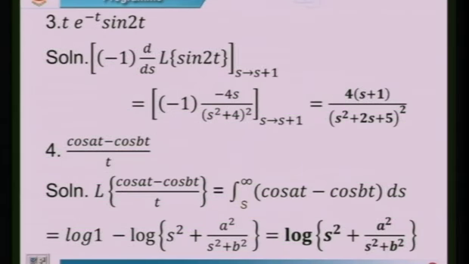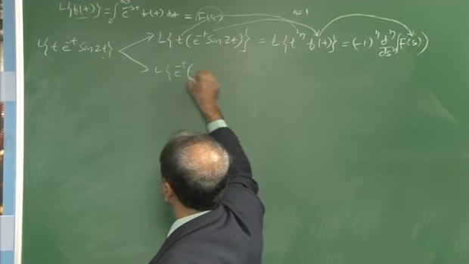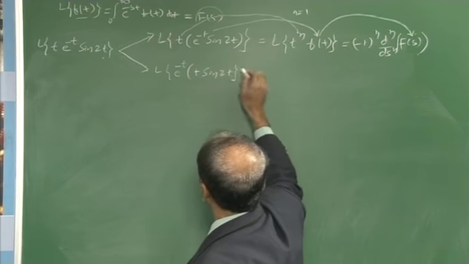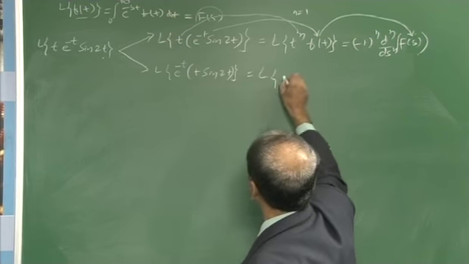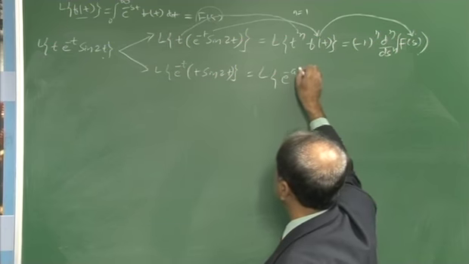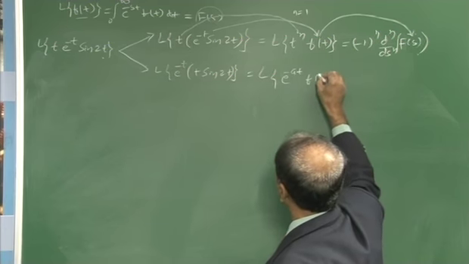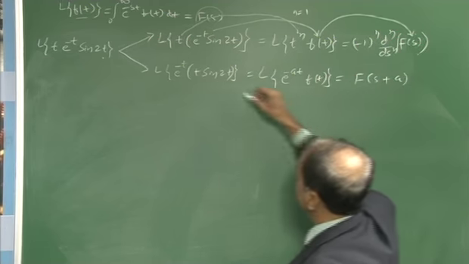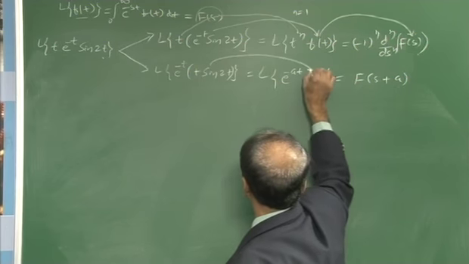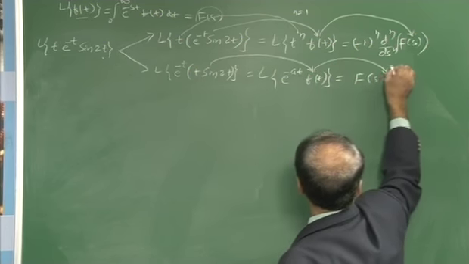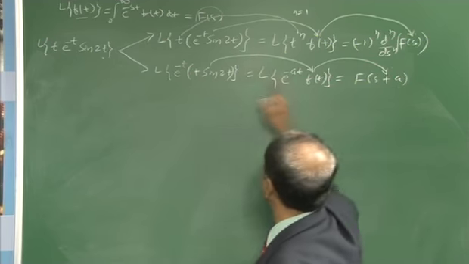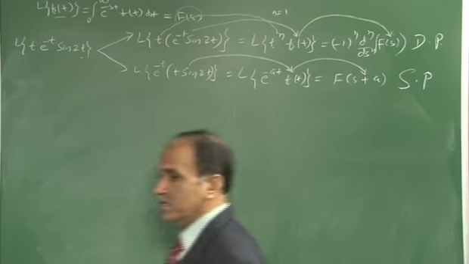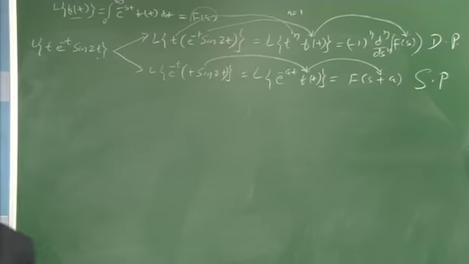Another option, that is L of e to the power minus t into t, if you interchange these two, and then sine of 2t, this is going to be the shifting property application, e to the power minus at, and then f of t, then f of s plus a. How does it go? This becomes f of t and this becomes f of s plus a. That is, this is called the shifting property, this is called the derivative property. You can take any one of these options.